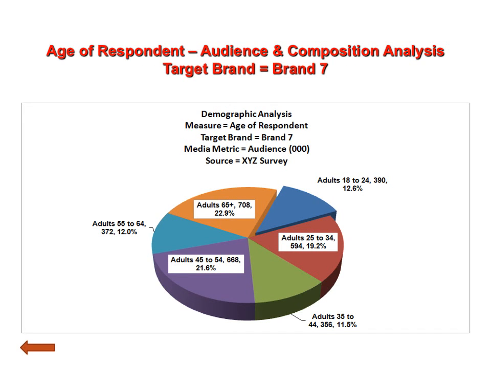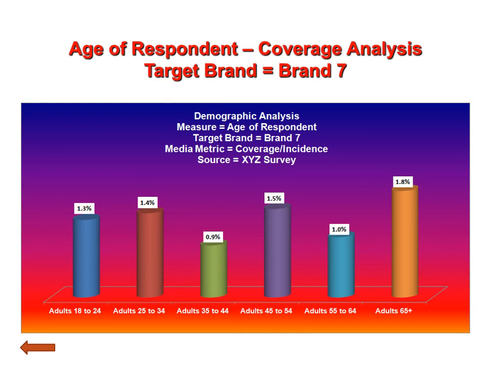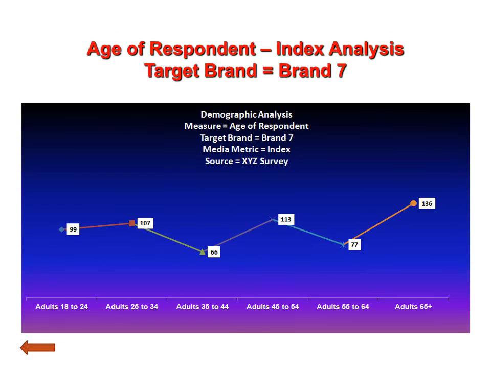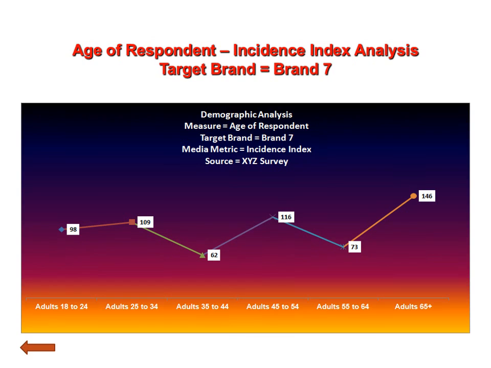Now let's take a look at these 7 charts as it relates to the age of respondents. Here is a chart that provides audience and composition estimates for each of the age groups. There's a chart that shows the coverage estimates for each of the age groups. Another chart shows the index for each age group. This chart shows the incidence index estimates for each age group.